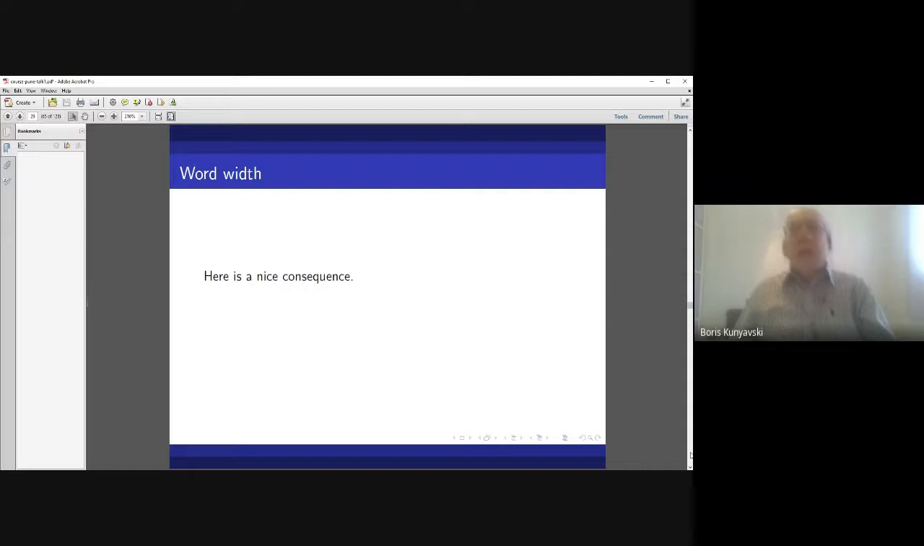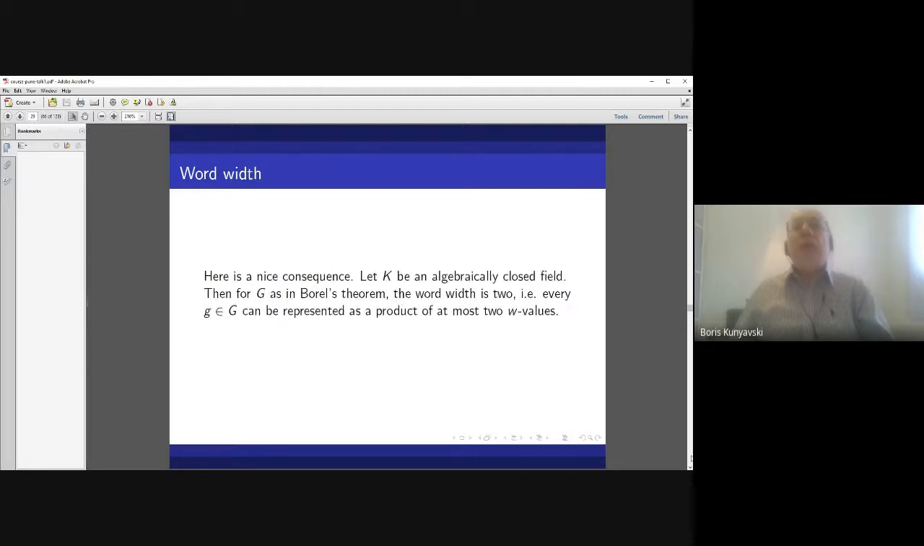Let me make a short digression, a nice consequence for your homework. Say, consider the case where K is algebraically closed. Then for such a G, a semi-simple connected algebraic group, every element of G can be represented as a product of at most two values of our word map. This can easily be proved. You can take Borel's textbook, and you'll prove this easily. Do not be over-optimistic here, because this is not true for non-closed fields. But anyway, this is an exercise here. Sorry for the misprint.